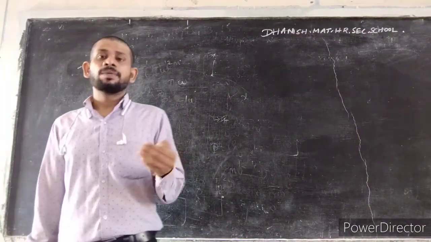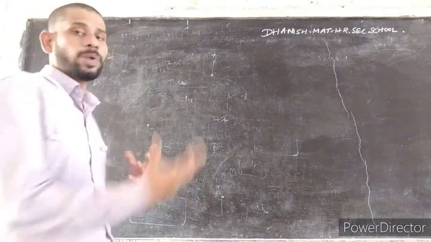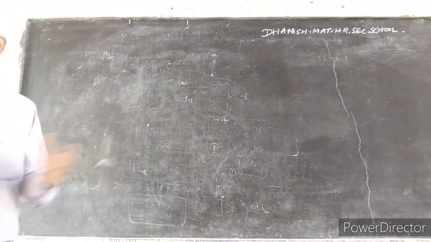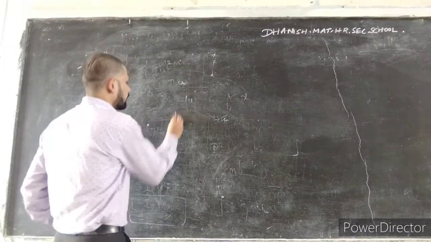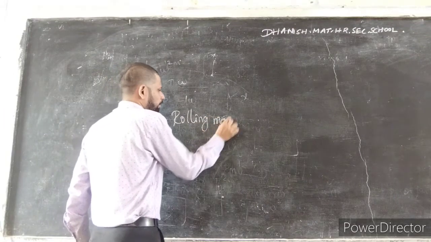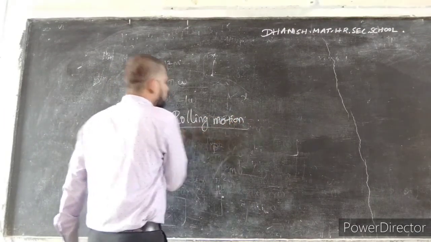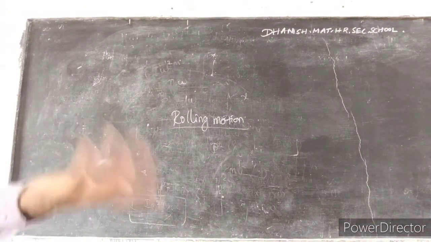Next, what is meant by rolling motion? Rolling motion is a combination of rotational and translational motion. It is nothing but when an object is rolling. We know what is meant by rolling, and what is meant by translation, and so rolling is the combination of translation and rotation motions.